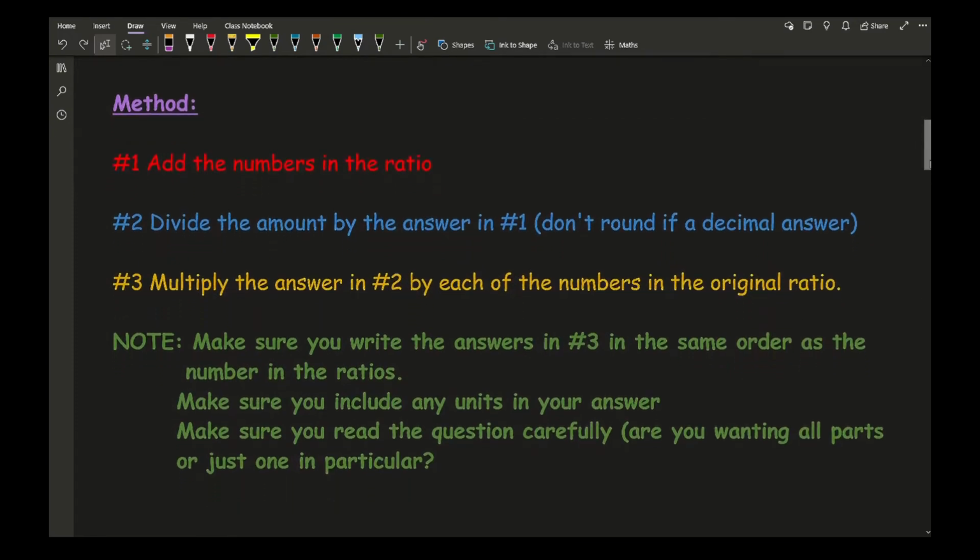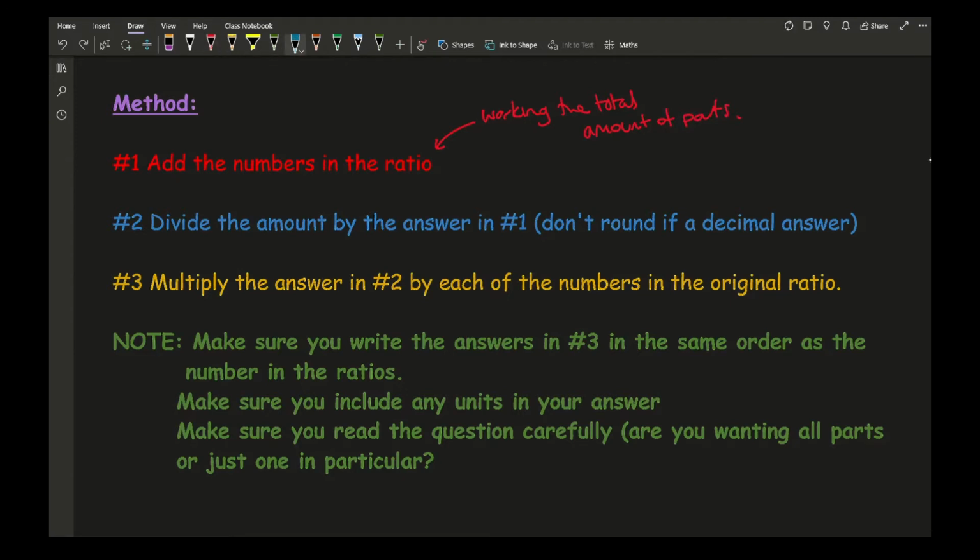Now if you're going to make any notes, I strongly recommend you make a note of these three steps, as they do apply to sharing any amount using a range of ratios that you could get presented in a question. So the first step you want to do is add the numbers in the ratio. Basically, I'm just going to write what each of these parts actually represent. What we're doing here is working out the total amount of parts, and that's because that's what the ratio is representing.